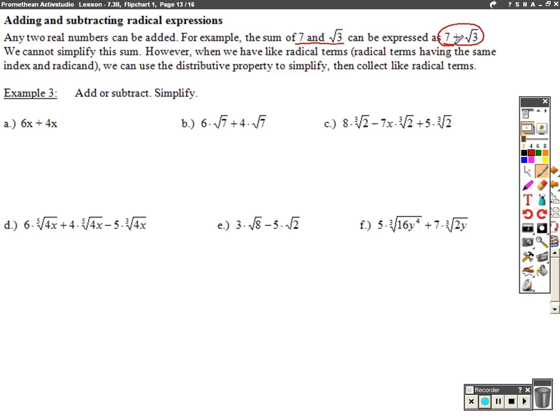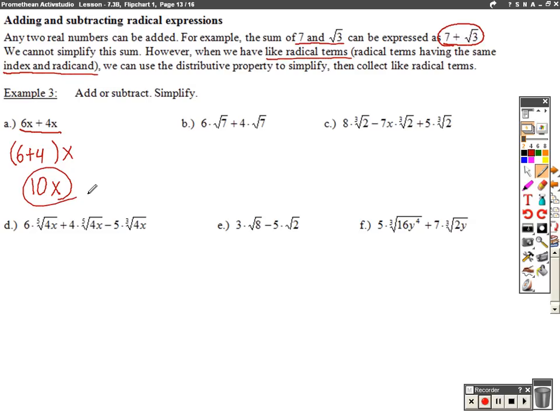However, if you have like radical terms, then you can simplify that more. Like radicals are radicals that have the same index and the same radicand. And when we have that, we collect them as if we were just collecting like terms here, like in 6x plus 4x. We know we get 10x. A different way of looking at this that might help you is look at this as the distributive property. We can factor out an x. You're left with 6 plus 4, which is 10. And that is how you get to 10x.